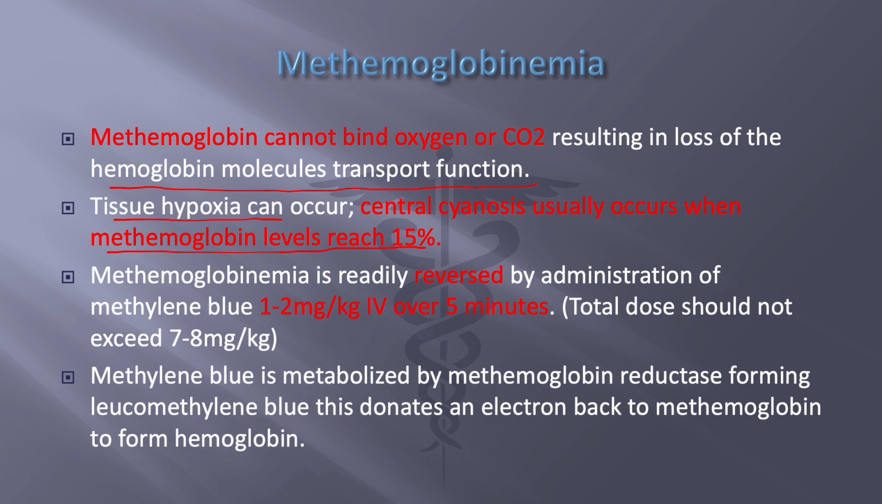Methemoglobinemia is readily reversed, okay? Must remember this, but by the administration of methylene blue, 1 to 2 milligrams per kilo IV over 5 minutes, okay? Total dose should not exceed 7 to 8 milligrams per kilogram. Methylene blue is metabolized by methemoglobin reductase, forming leucomethylene blue, and this donates an electron back to methemoglobin to form hemoglobin. Okay, so there's your mechanism of action. I would 100% remember the treatment for methemoglobinemia.